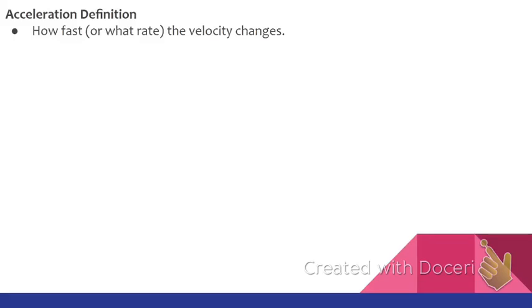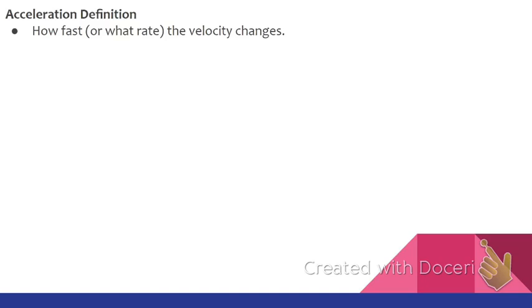Here are your notes on acceleration. These should go on your acceleration foldable flap in your motion foldable. We will also fill in our last two graphs on the graph section. So the definition of acceleration is how fast, or what rate, the velocity changes.